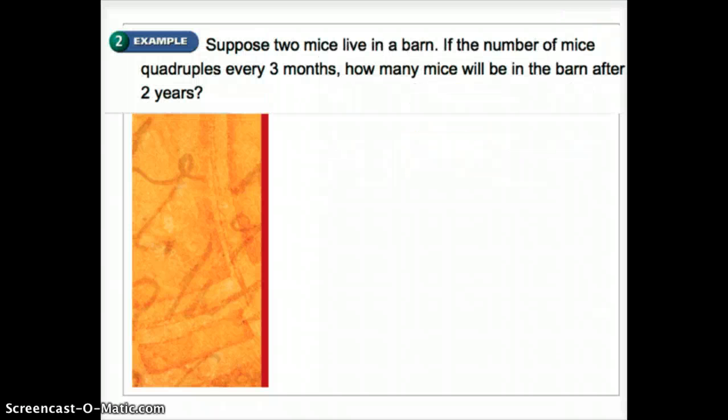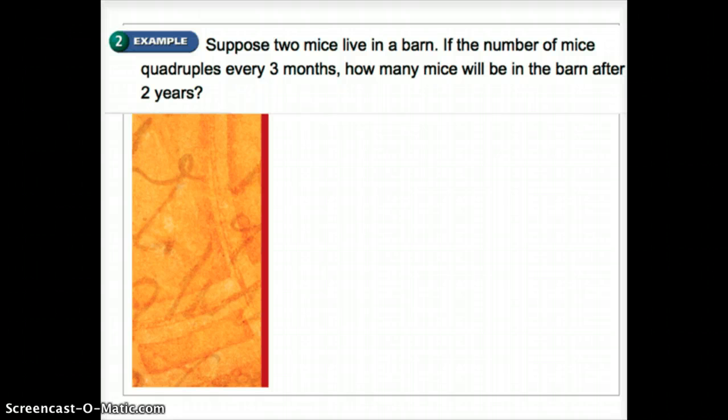All right, let's think about a real-life problem that this could certainly happen, and it would be a situation that would be an exponential function. Okay, so suppose 2 mice live in a barn. If the number of mice quadruples every 3 months, how many mice will be in the barn after 2 years?